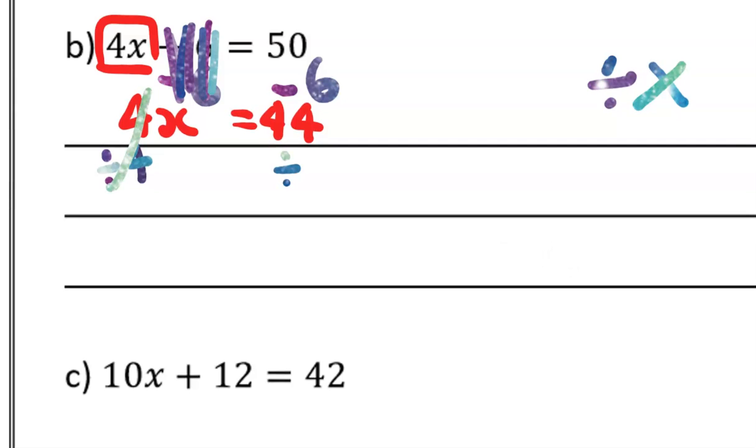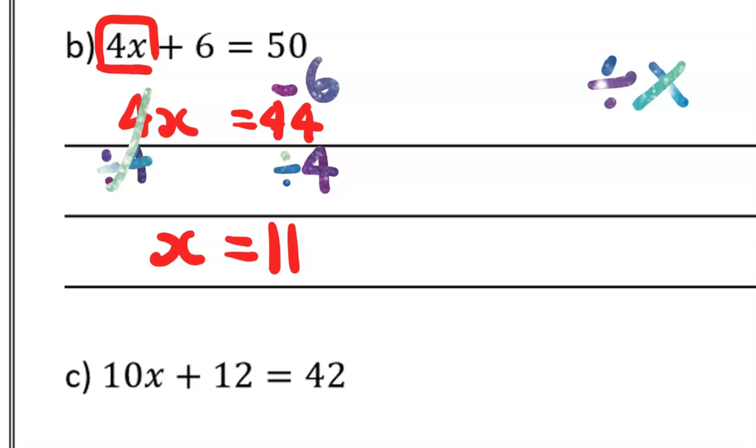We're going to divide this side by 4 because if we divide one side by 4, we have to divide the other side by 4. And I'm left with, on the left, just x equals 44 divided by 4 gives me 11. So x is equal to 11. Now again, we can check our answer by putting that back up into our equation and checking to see that it all makes sense.